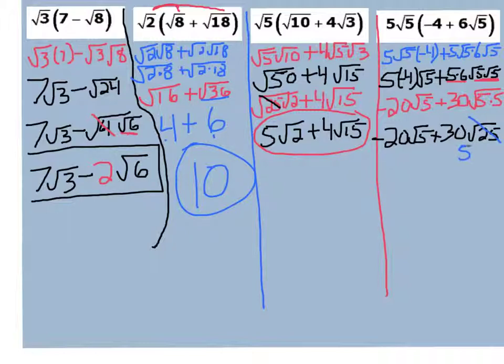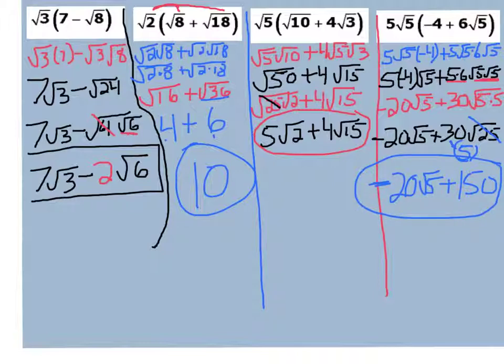Now remember what we do. I take that 5 and I'm going to multiply it to 30. So 5 multiplied to 30 is 150, and then I can bring down my negative 20 and my square root 5, which is next to it, and put a plus sign here. I'm done. I cannot add anything else. I'm all done. That's my answer.